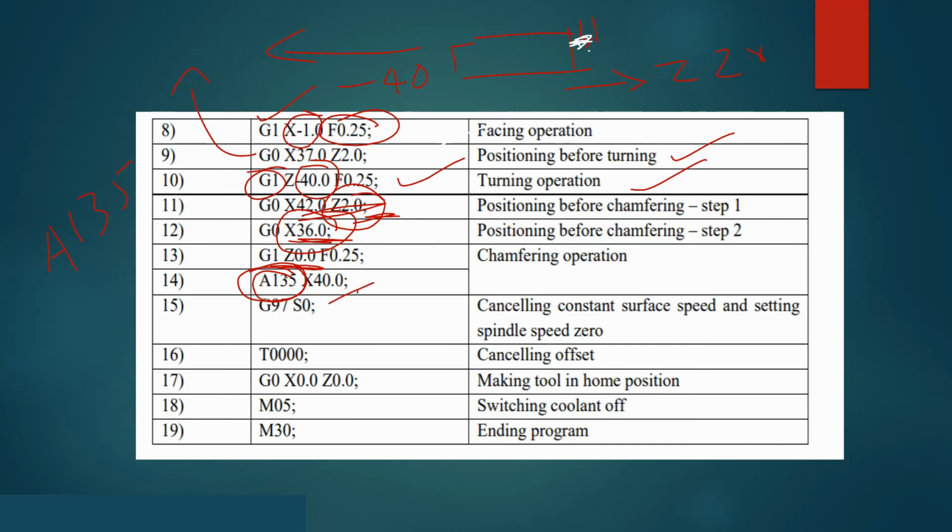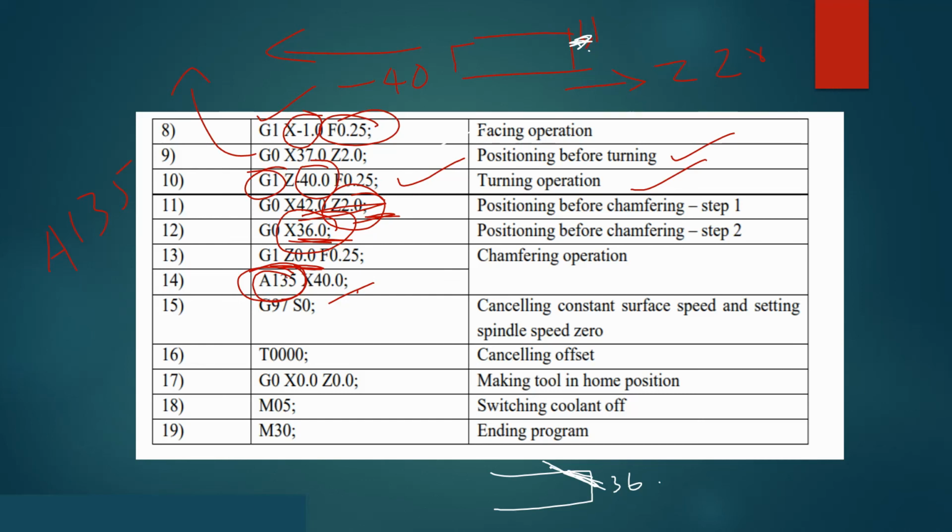This is the reason how it will go. Suppose the tool is like this, then at a 45 degree angle it will go in this direction. X36 is already placed, then up to 40 it will go, because the diameter is 37 only. So it will do the chamfering, then the tool will go out of the job. Now we have done the facing operation, the turning operation, and the chamfering operation.